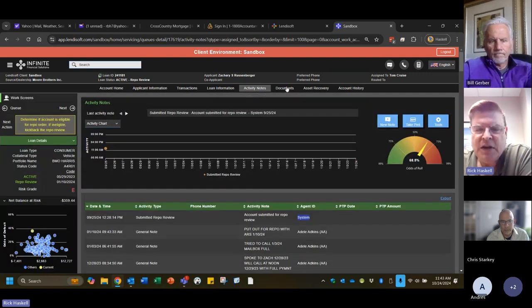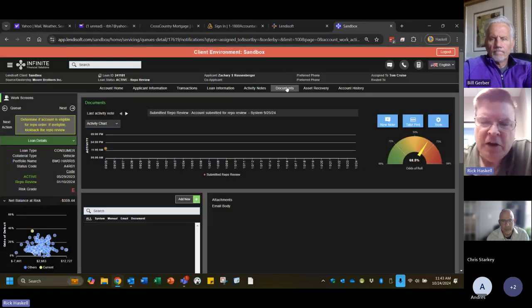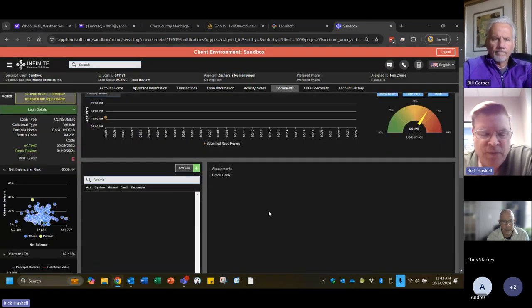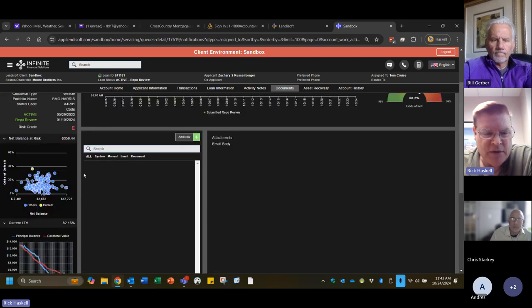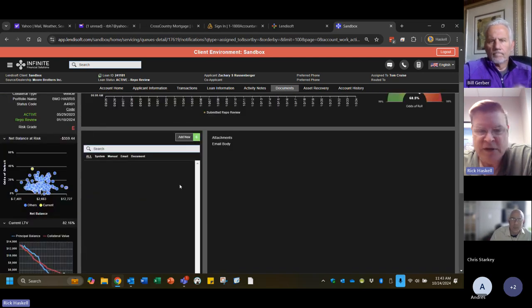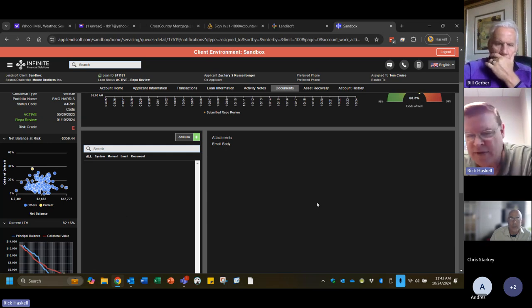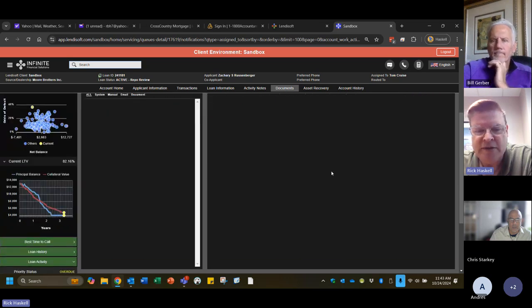So activity notes, documents. We also have a document reader and viewer. So for PDF documents, when they originate a loan, they probably have a loan package with a contract and all the stipulations that were part of that. Those could be uploaded here. And you'll see them line up here on the left. This one doesn't have anything, but you click on the record, and on the right-hand side, it'll view it. You'll see what the PDF looks like on the right-hand side.